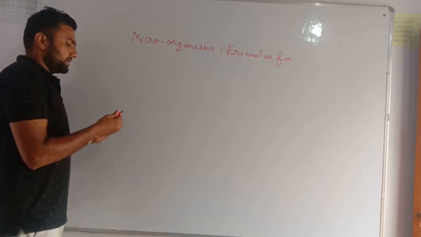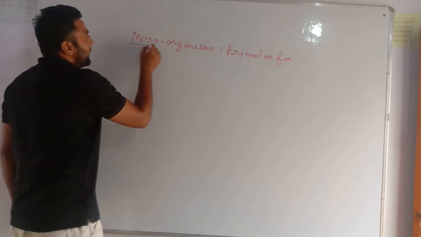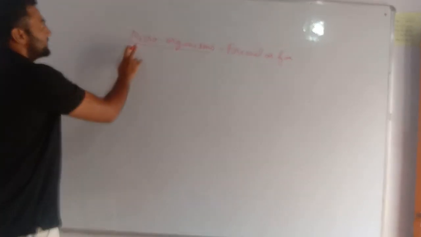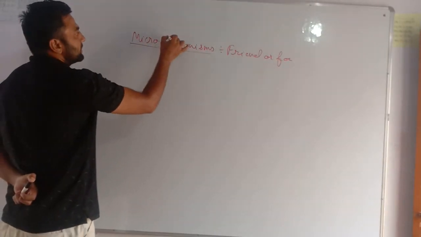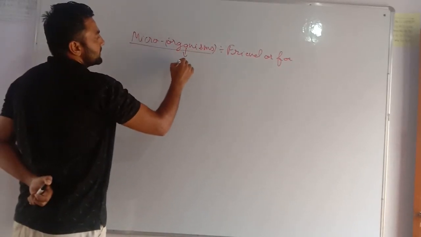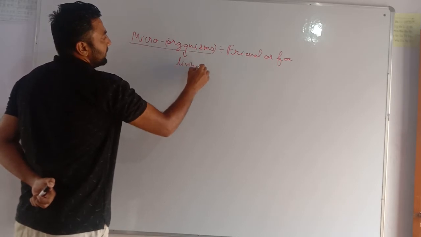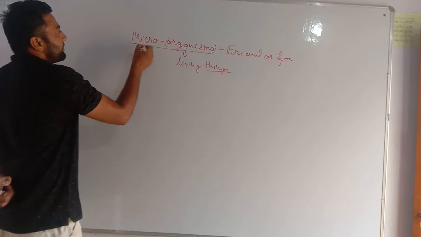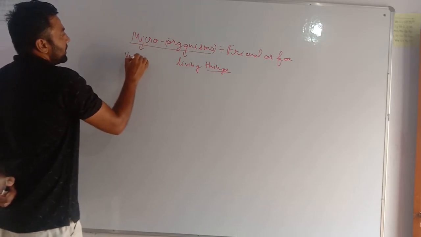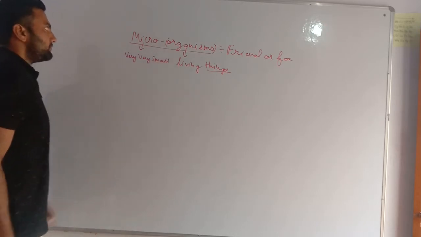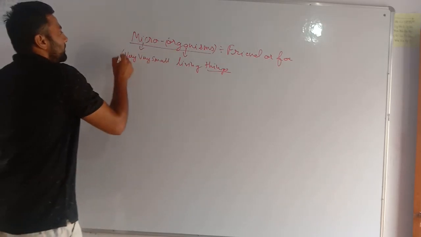See, dear students, in this chapter, first of all, we need to understand what are microorganisms. As the name itself suggests, these are organisms. We all know what are organisms. These are living things. And what does micro mean? Micro means very, very small. So, microorganisms are very, very small things.